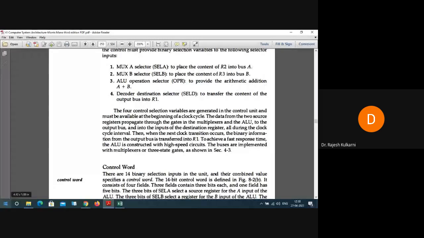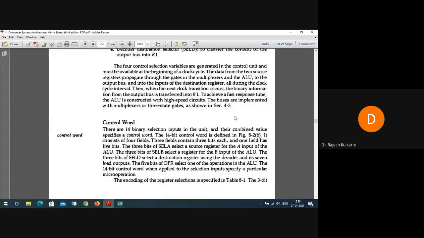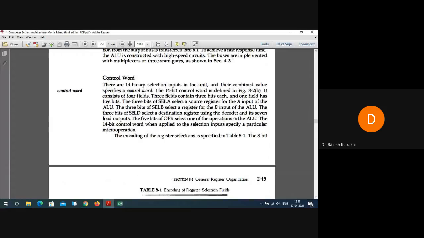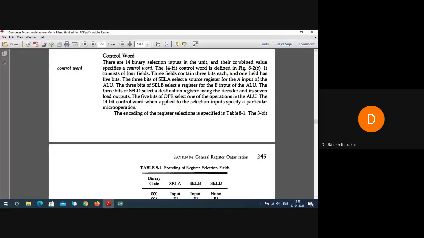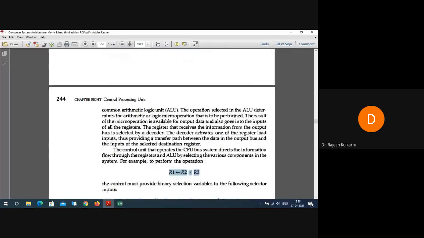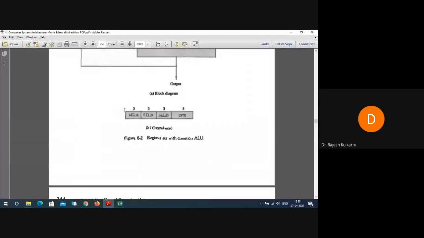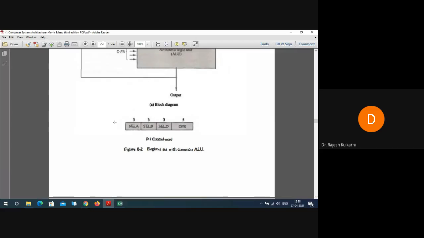Okay. Now how does it happen? Let us look at this. I'll directly give you the example. But before that, again, you try to tell me. What is the total length of the control word? Total length of the control word? Tell me, somebody.